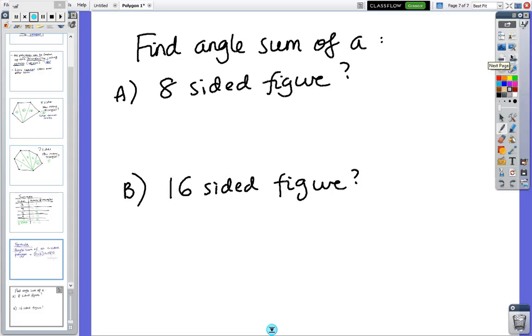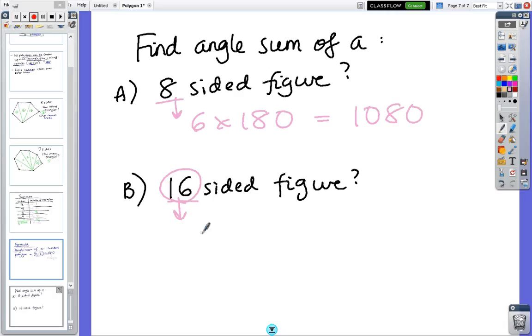Okay, so in this first one, what's the angle sum of an 8-sided figure? And what's the angle sum of a 16-sided figure? So pause, and when you're ready, come back live. Okay, so 8 sides, it means 6 triangles, and 6 times 180, I think is 1040, but I'll just get my calculator to check. Clear, 6 times 180, 1080, not 1040.